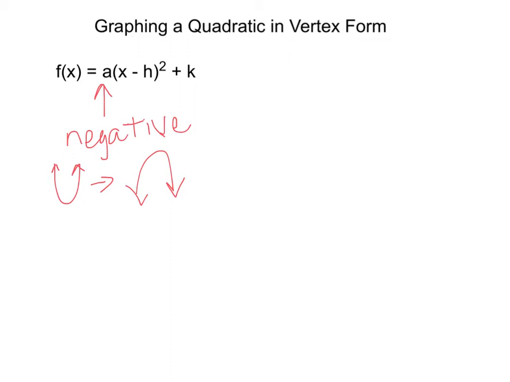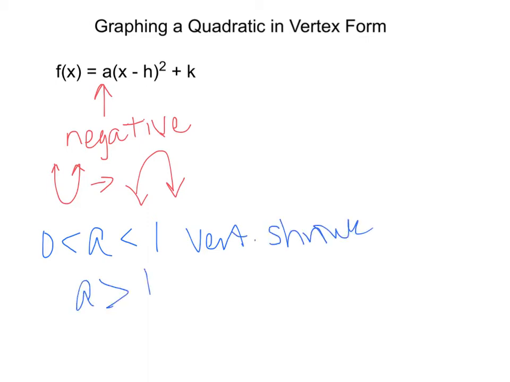Good, okay. A also has more than one role. We know it can be positive or negative, and the number also plays a role. So you know if A is between 0 and 1, that's going to be a vertical shrink. And if A is greater than 1, that's going to be a vertical stretch. Awesome. So we have lots of stuff going on there.